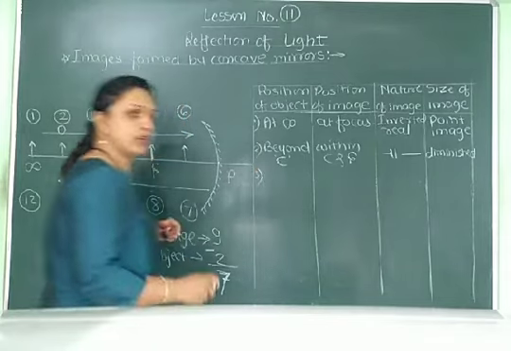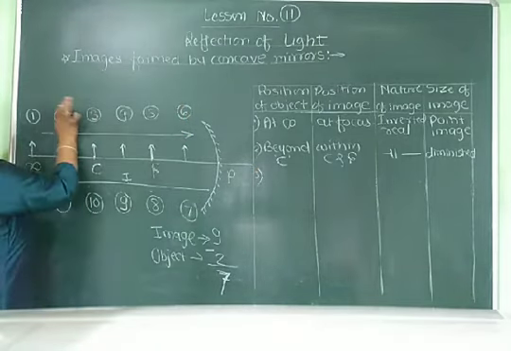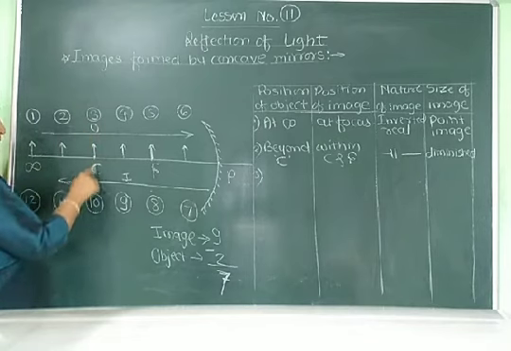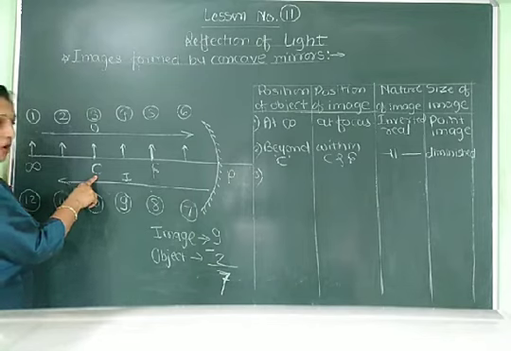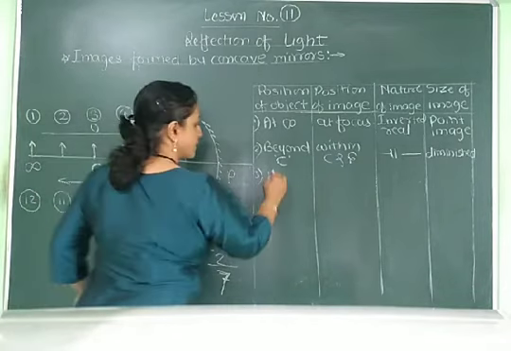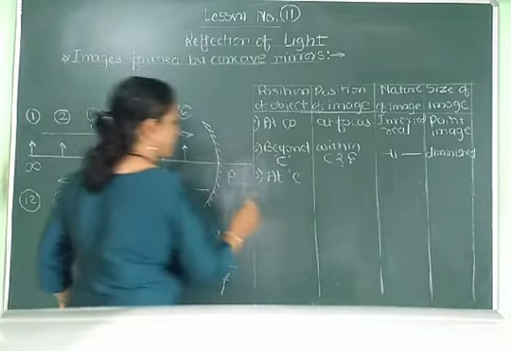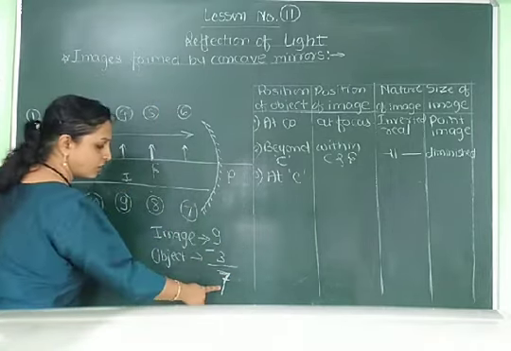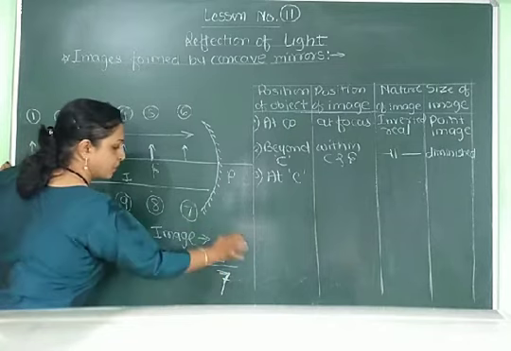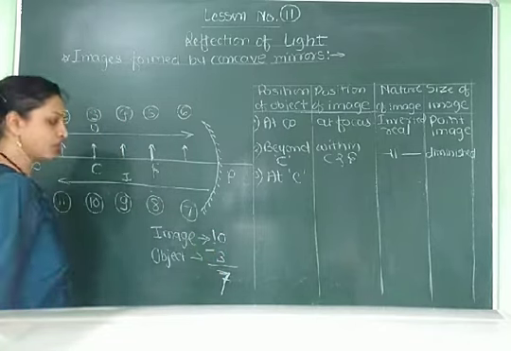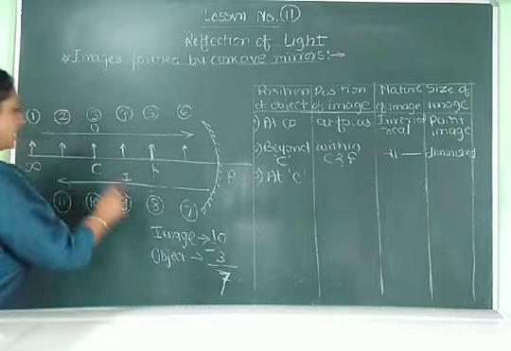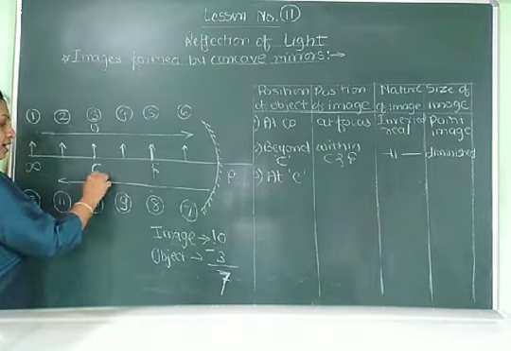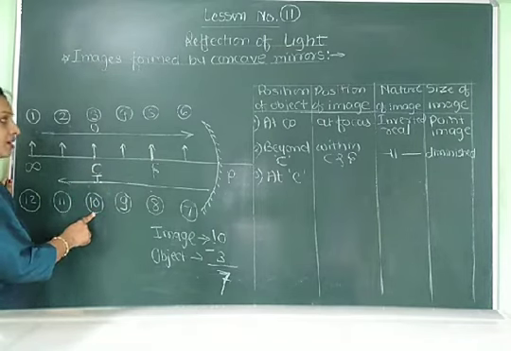Now consider the third position. If we place the object at position number 3, it means at the center of curvature, isn't it? Then here we get its image. So this is position number 3. Then in order to keep this difference 7, the position of the image should be 10. So 10 minus 3, that is 7. It means we should get its image at the center of curvature. Here we get its image at position number 10.